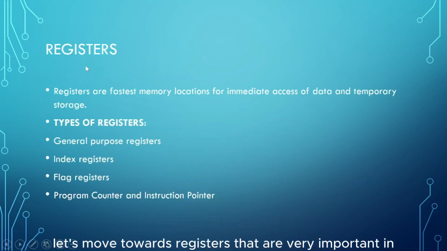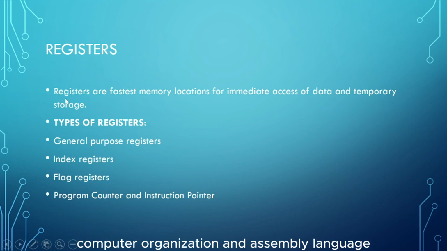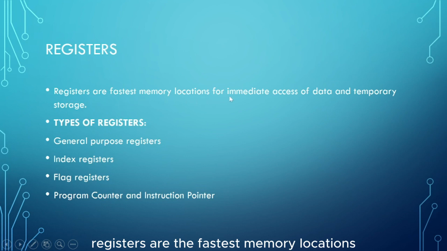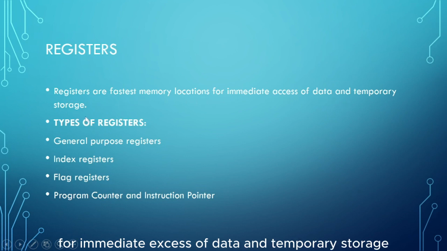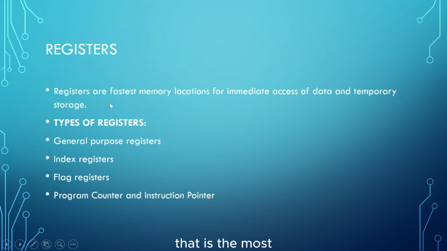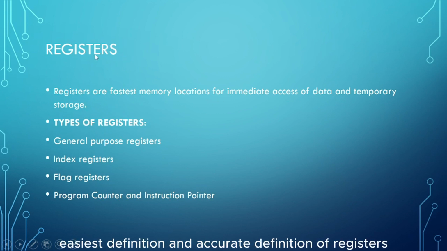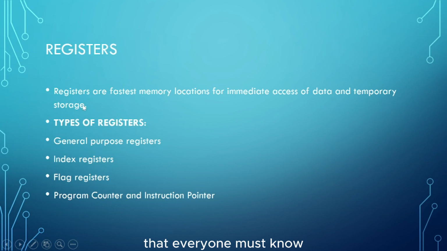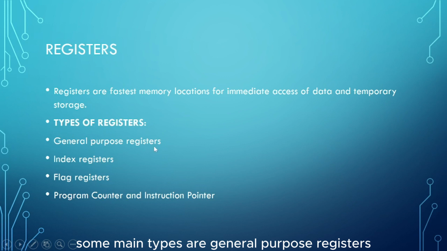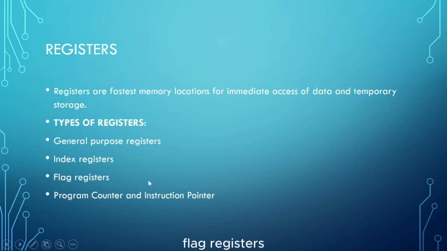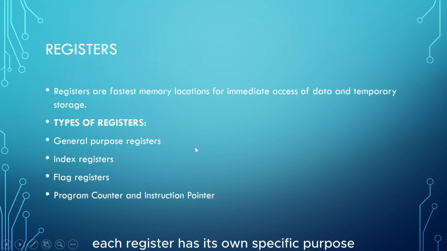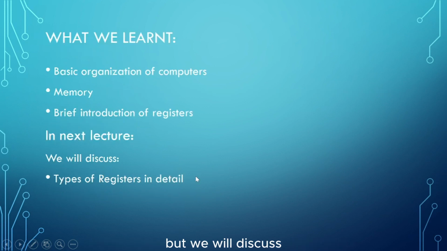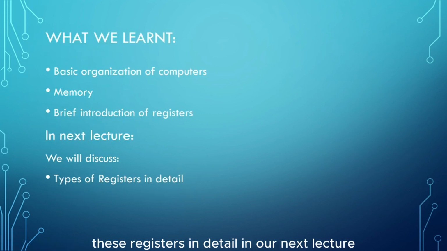Let's move towards registers that are very important in computer organization and assembly language. Registers are the fastest memory locations for immediate access of data and temporary storage. That is the easiest and accurate definition of registers that everyone must know. There are different types of registers. Some main types are general purpose registers, index registers, flag registers, program counter, and instruction pointer. Each register has its own specific purpose, but we will discuss these registers in detail in our next lecture.